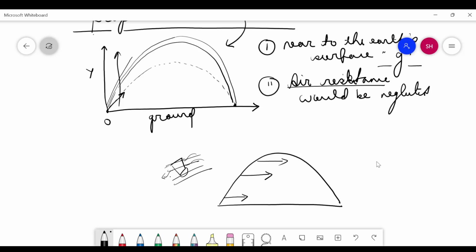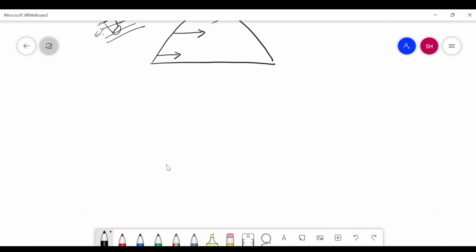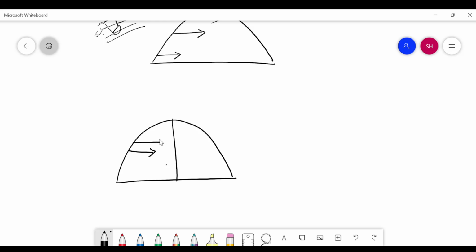Here an intuitive question can be asked: why does it go up in this direction, reach a height, and eventually come down? It is because the velocity in the x direction remains the same. At each point of time it is moving with the same velocity in this x direction.